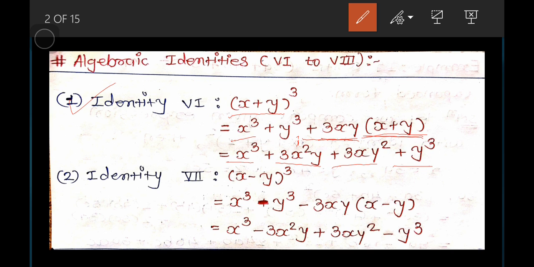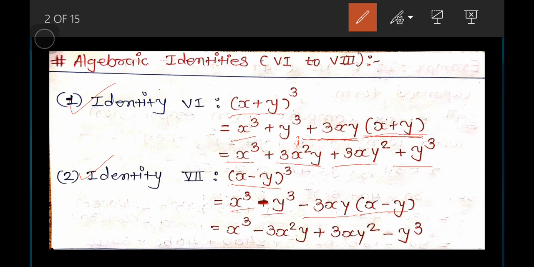Now identity number 7, that is (x minus y) whole cube. We can expand this cube as the first term x cube, minus y cube, minus 3xy into (x minus y).